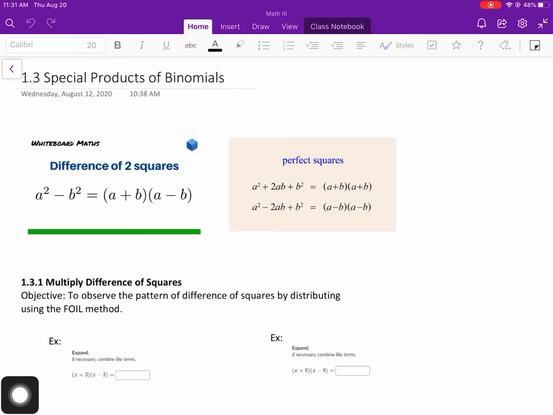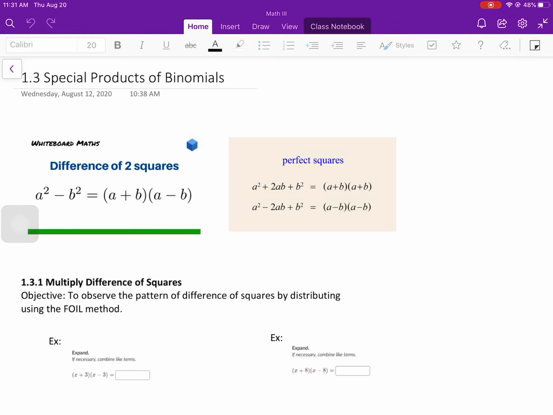In this unit, we're going to be taking a look at special products of binomials, really just special polynomials or special trinomials and binomials that we're going to see here. And there's going to be a relationship that you're going to see going on. So the first one is called difference of two squares, and you can see right here that a squared minus b squared is equivalent to a plus b times a minus b.